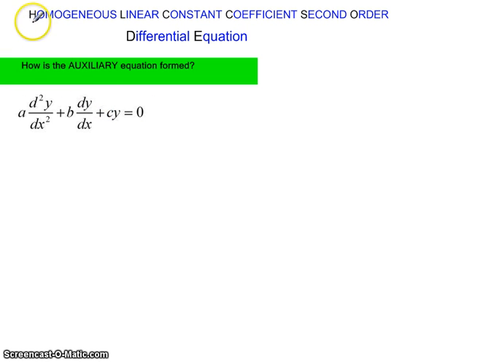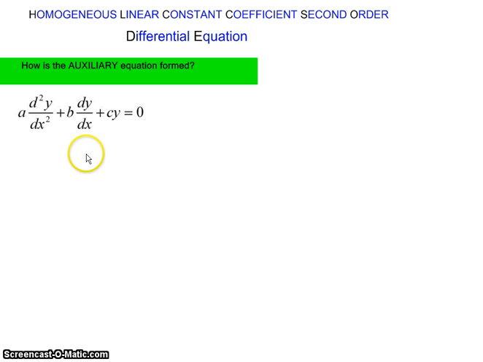Now, equations of this form are said to be homogeneous because they equal 0. They are linear because the y term is of the first degree, and they are constant coefficient because they are always expressed in this form. And they are second order because the second derivative is the highest derivative there.